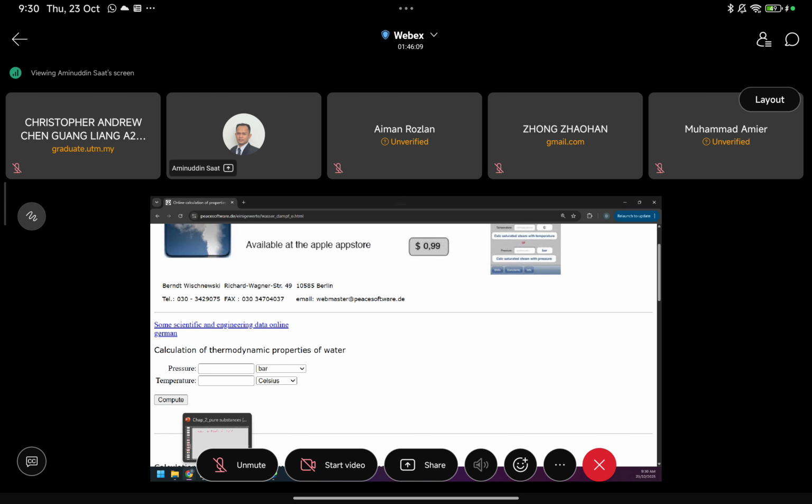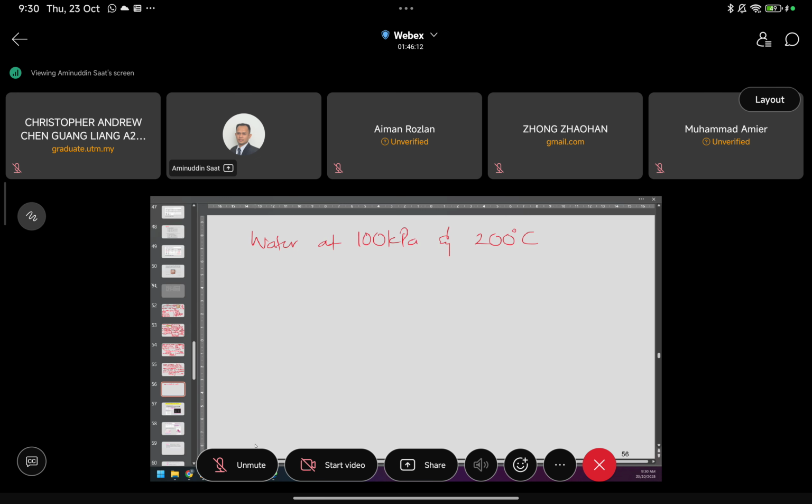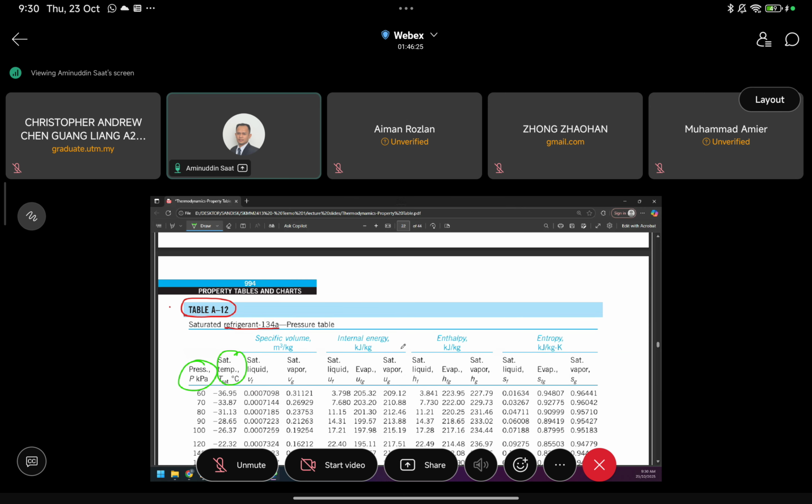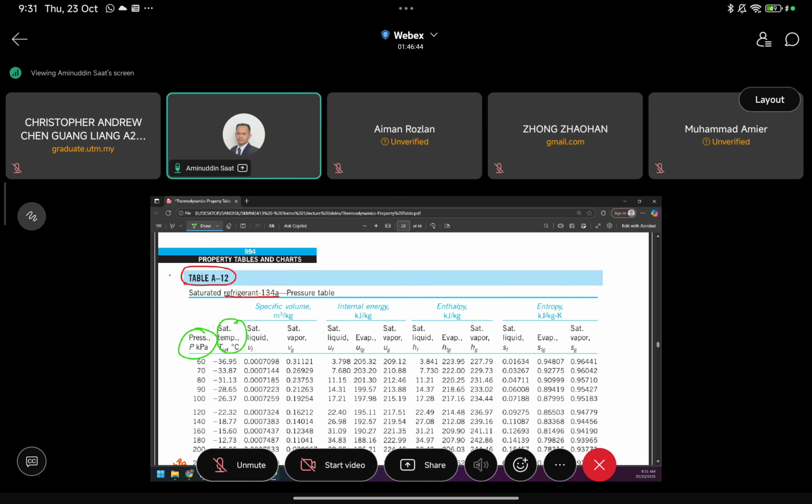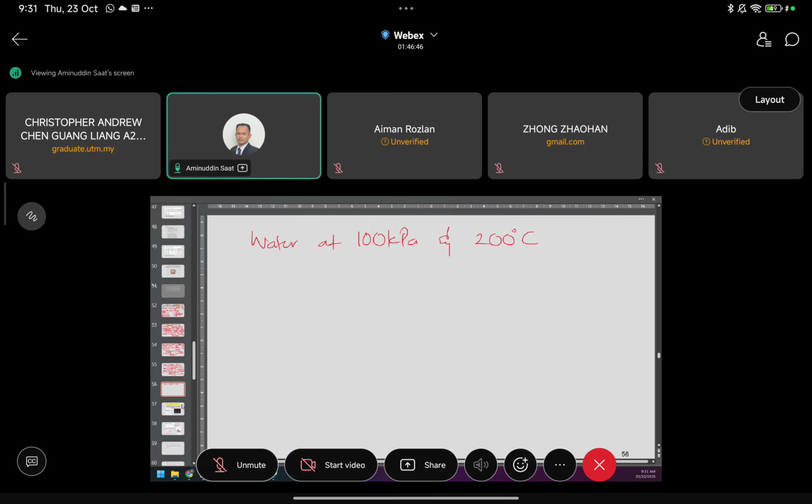So, what I want to say is that in the real industry, some of the industry use tabulated data electronically. Okay, they don't use a table like this one. But in order to understand how the data is tabulated, how the data is obtained, it is good if we can learn from the basics, and then we can know how to define the phase, how to define the other properties based on the information.